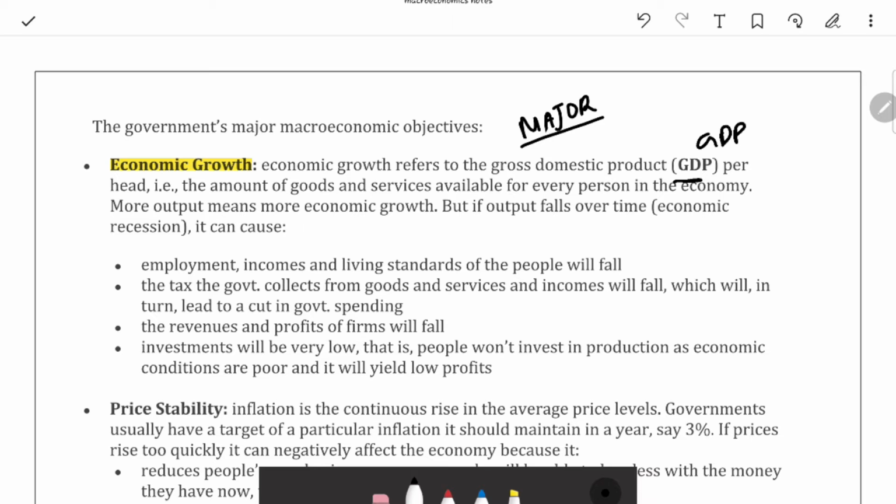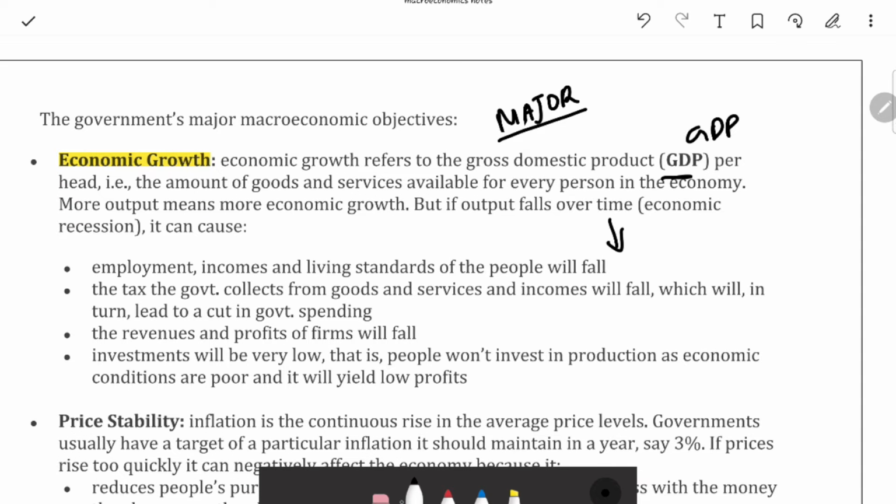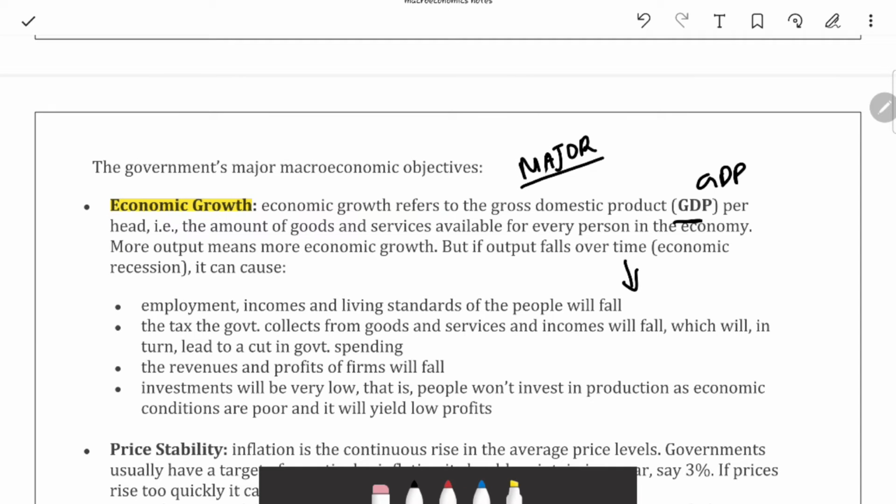Here is the reason. Number one, let's have a look at the disadvantages. If the output is low, what will happen? The employment, the income, the living standards will fall. Why is that? Let me emphasize more on this topic.